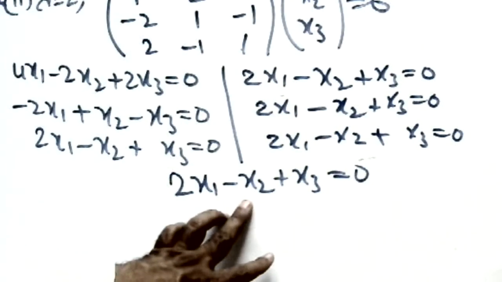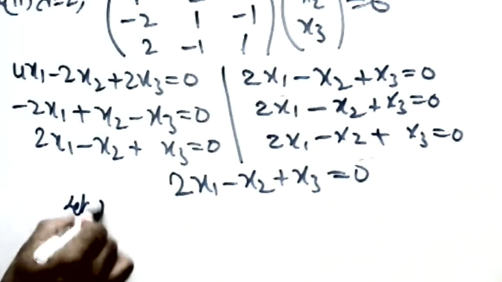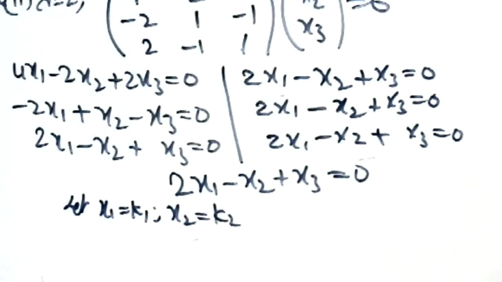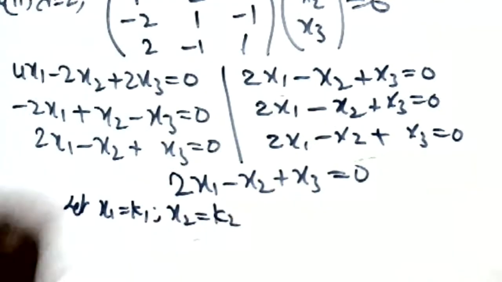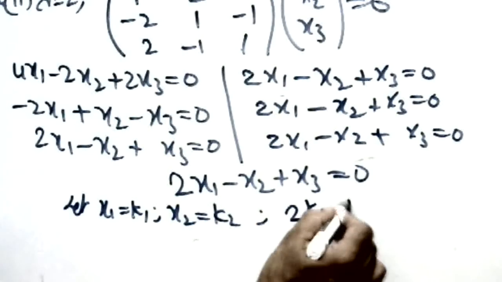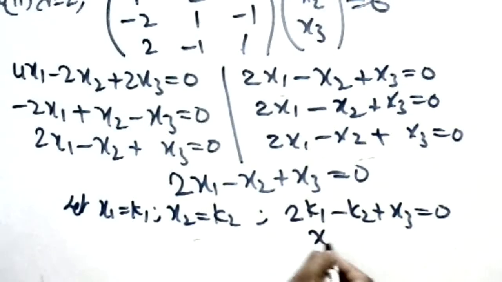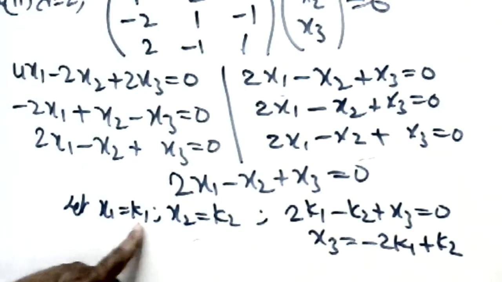Let us do one thing. We have to take any two parameters here. Let me take a parameter for this. Let x1 equal k1, x2 equal k2. Now watch once again, I am explaining. You take two parameters here. Let x1 equal k1, x2 equal k2. Now if you substitute this, you will get x3. Substitute: 2 into x1, which is k1, minus k2 plus x3 equals 0. Now bring these two terms to the other side. The x3 will become minus 2k1 plus k2. Now you got x3.